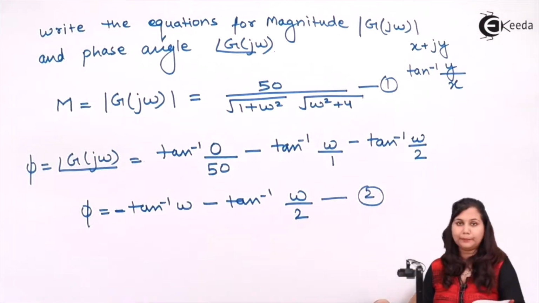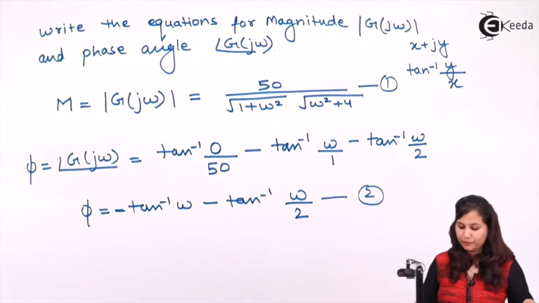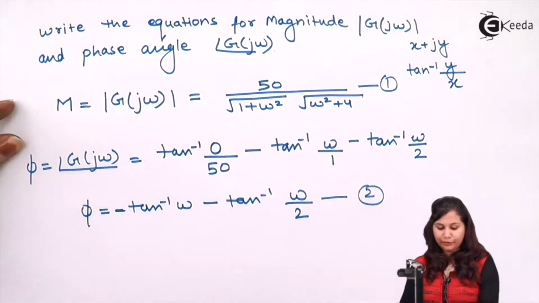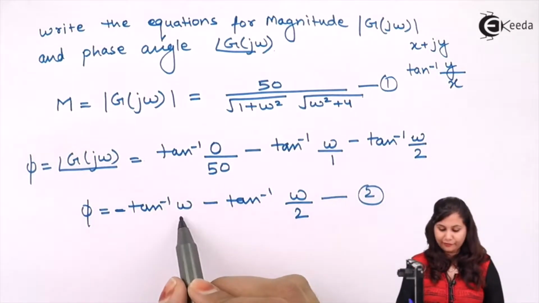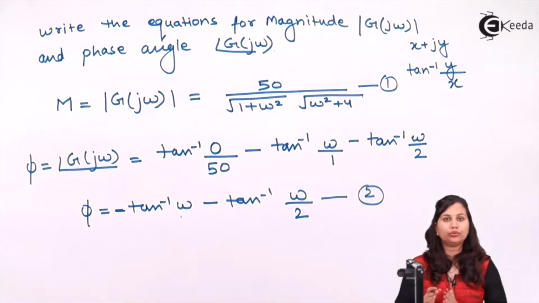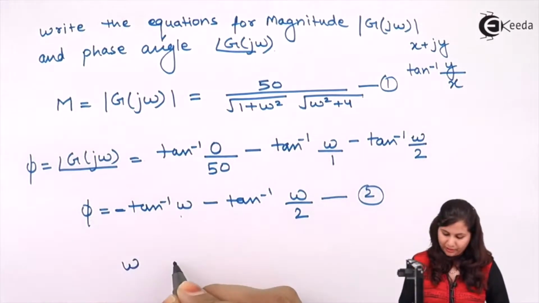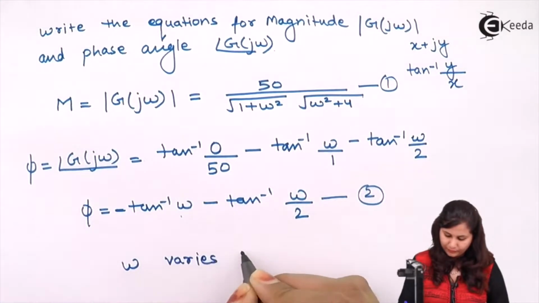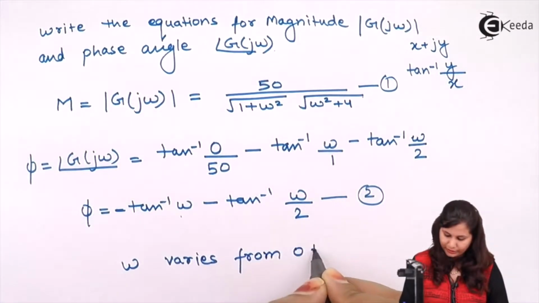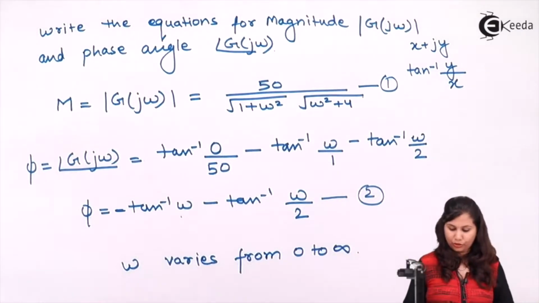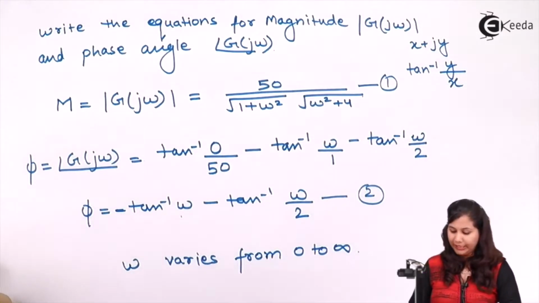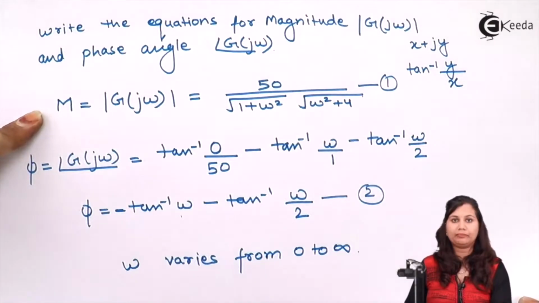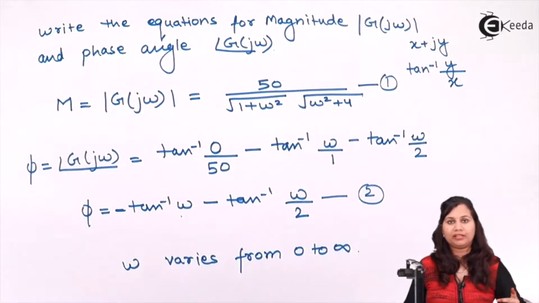Now we will draw the polar plot for this system. So what is the polar plot? It is the plot of the magnitude and the phase angle on the polar coordinates, and omega, that is the frequency, is varied from 0 to infinity. Okay, so we will draw a table in which we will vary the value of omega from 0 to infinity, and then we will find the magnitude and the phase angle for the various values of omega. So let's form a table.